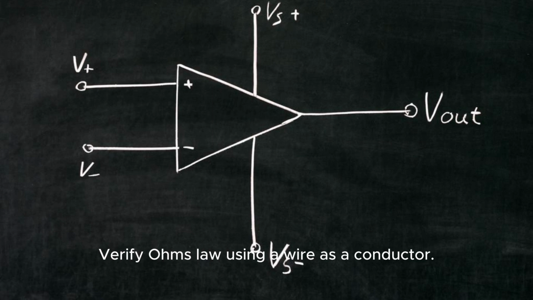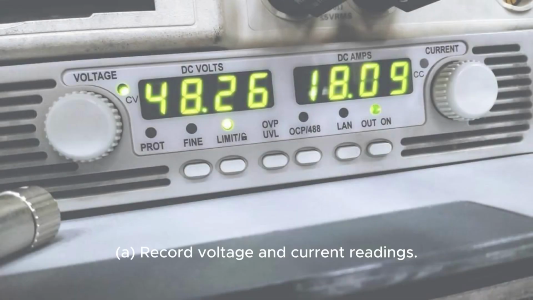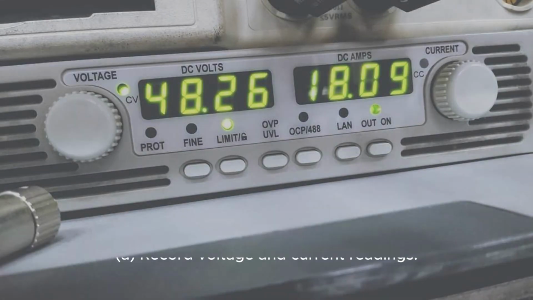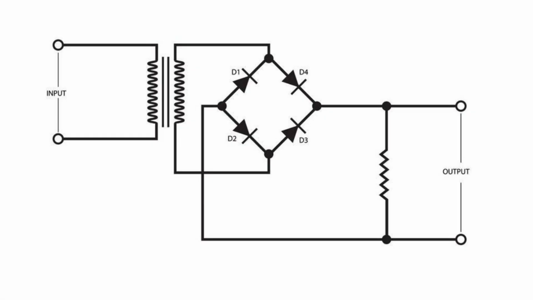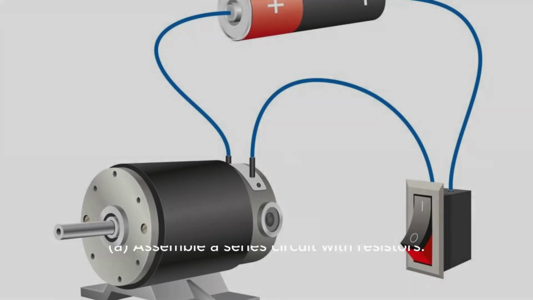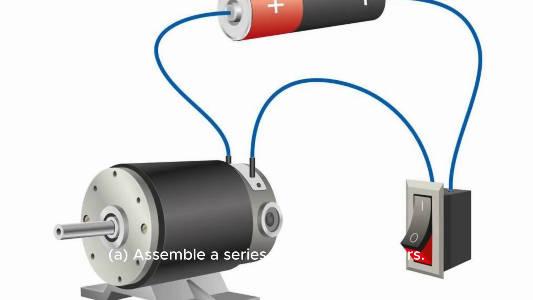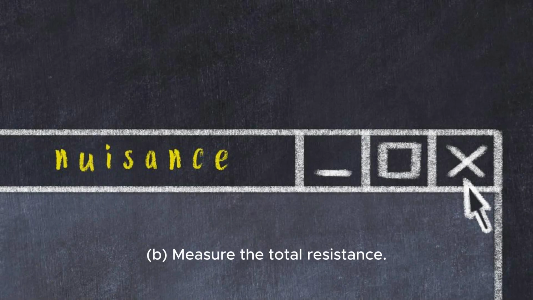Verify Ohm's law using a wire as a conductor. A. Record voltage and current readings. B. Calculate resistance and verify Ohm's law. Study resistors in a series circuit. A. Assemble a series circuit with resistors. B. Measure the total resistance.